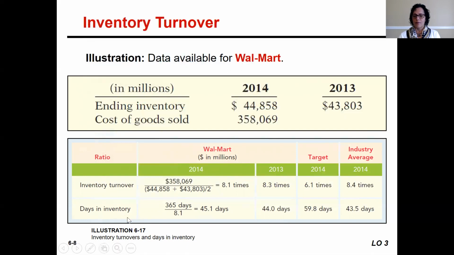So let's look at days in inventory. For Walmart in 2014, it was 45.1 days, which means it's taking them approximately a month and a half to move their merchandise. Last year it was 44, so it went up by 1 day. Now if you compare to Target, Walmart was 45 days, Target is almost 60 days. So obviously Walmart is doing a whole lot better than Target. Again, industry average is much lower. For most dollar stores, they're looking at a 1 or 2 week turnaround for their merchandise. They're not going to sit on it for 45 days. They don't have money like Walmart.